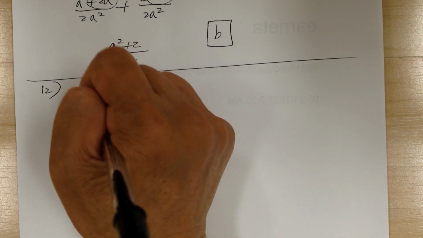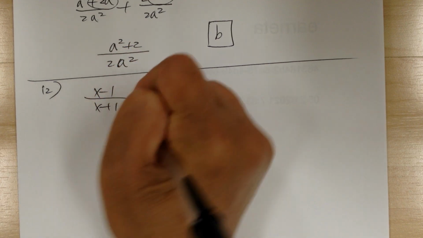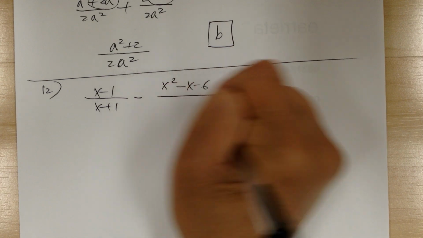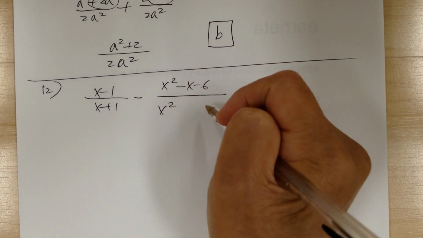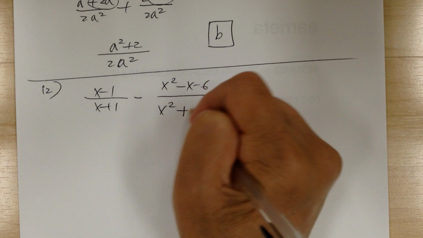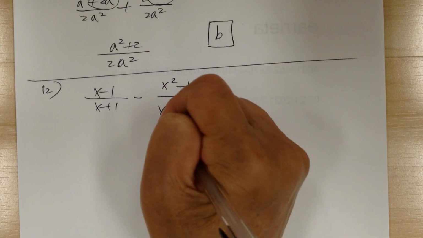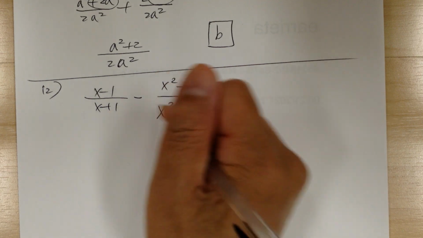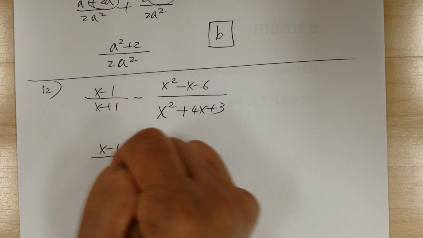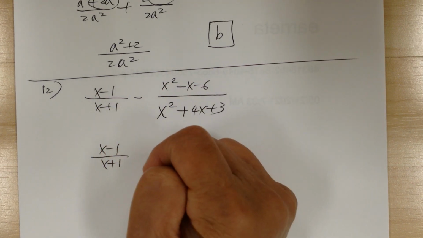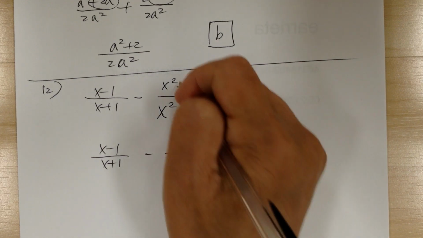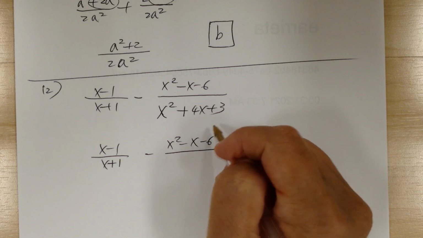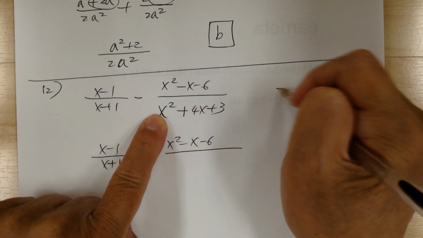Number 12, you have x minus 1 over x plus 1 minus x squared minus x minus 6 over x squared plus 4x plus 3. Okay, so before we find the LCD, we need to factor the bottom. So you got x minus 1 over x plus 1 minus, okay, don't factor the top. Just leave the top alone. Okay, so over here you need to go and factor.